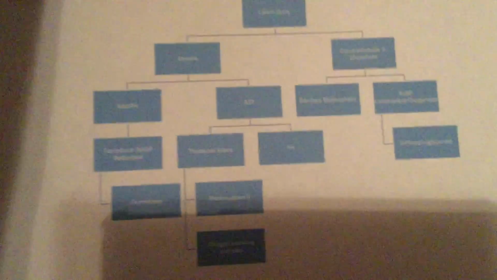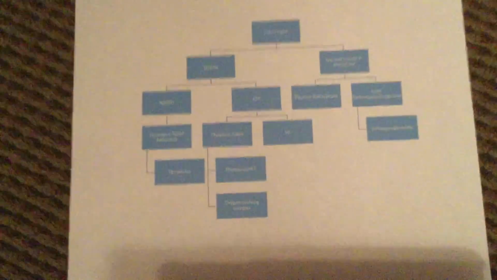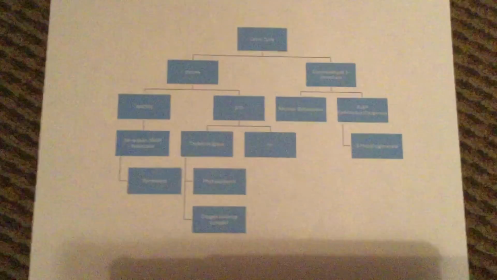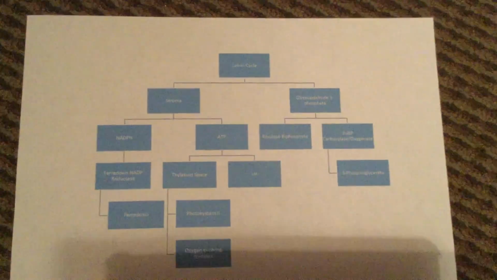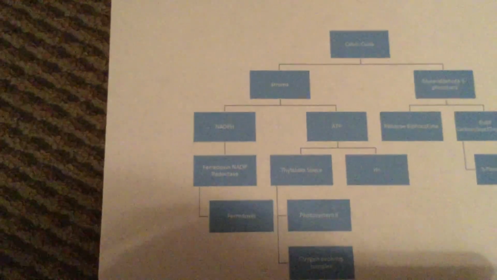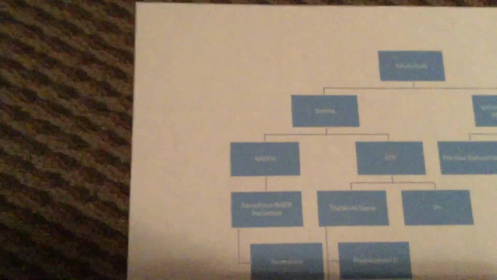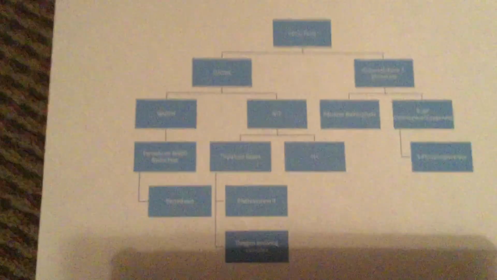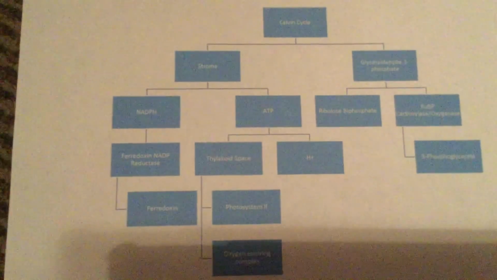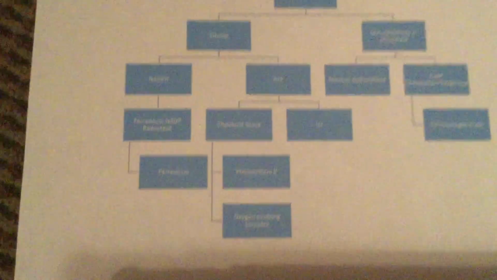Right? And my next flow chart is the Calvin cycle, where I have split it off between stroma and glyceraldehyde 3-phosphate, which is right there. And then from stroma, I split it off to NADPH and ATP.